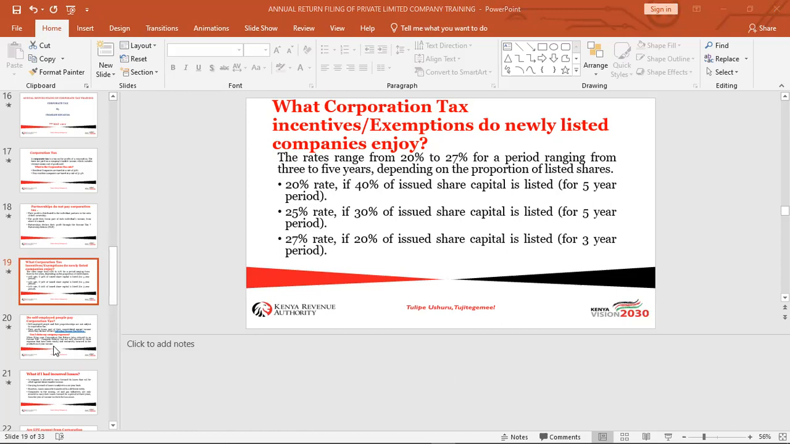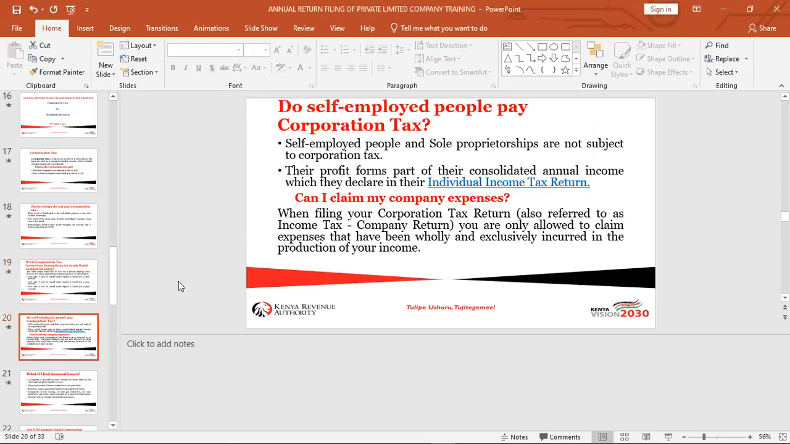Then, do self-employed people pay corporate tax? No. Self-employed people and sole proprietorships are not subject to corporation tax. Their profit forms part of their consolidated annual income, which they declare in their individual income tax return. That is what we saw before, when we were doing the individual one.